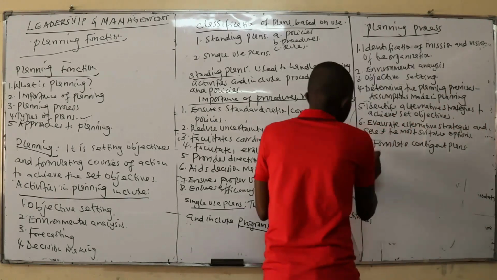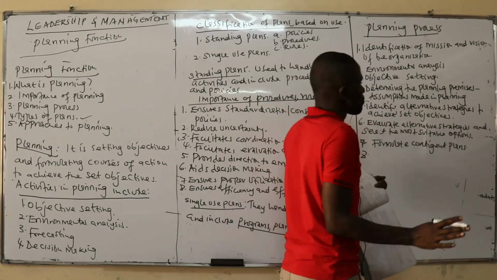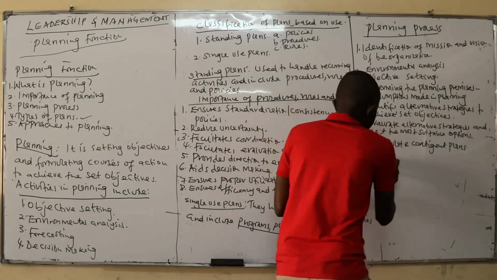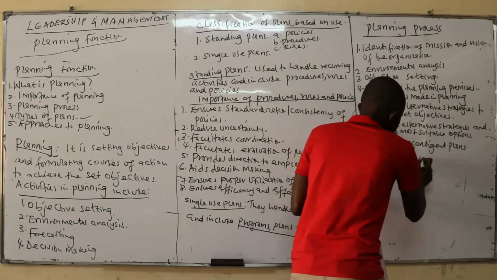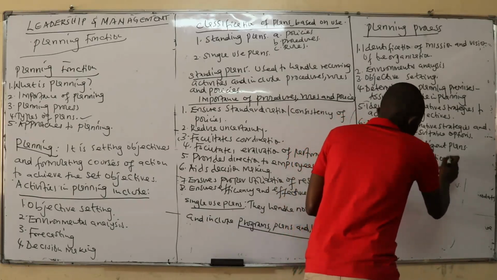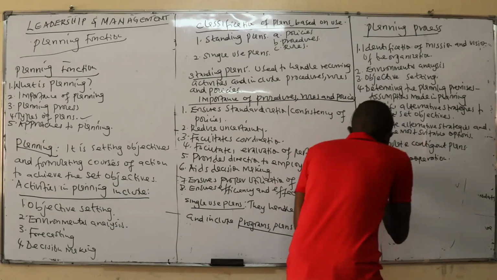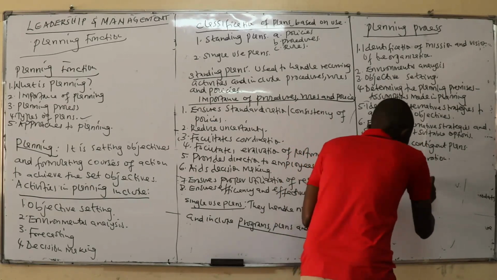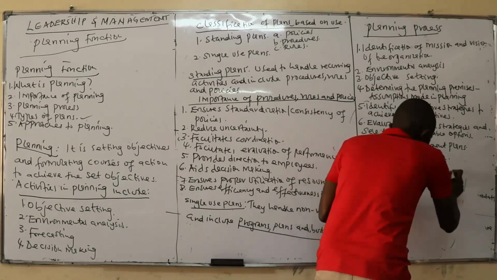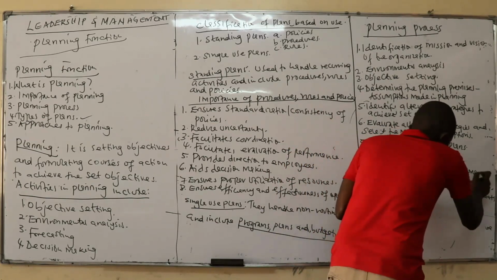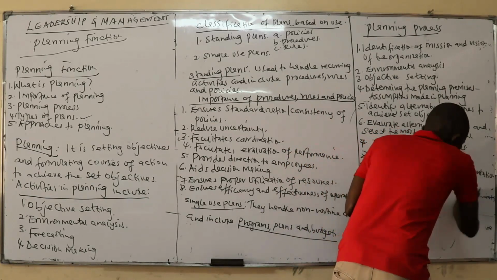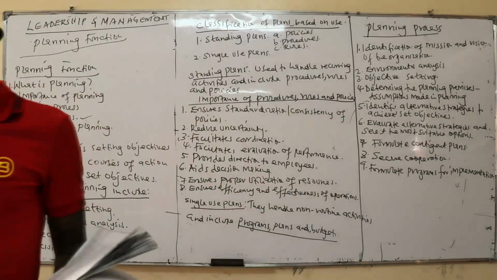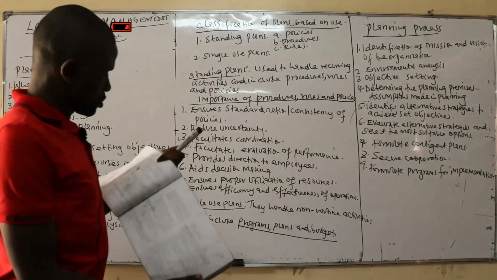Then you need to secure cooperation. So now you are done with the planning, you secure cooperation with your employees so that they don't resist your plans. And finally, formulate programs for implementation. So that's the planning process.